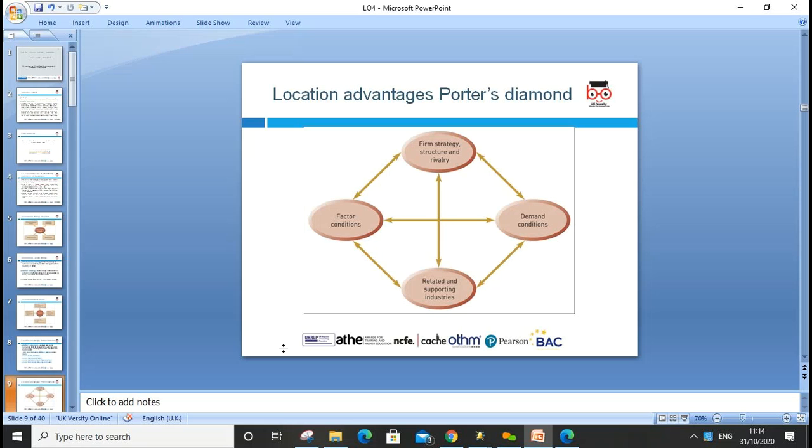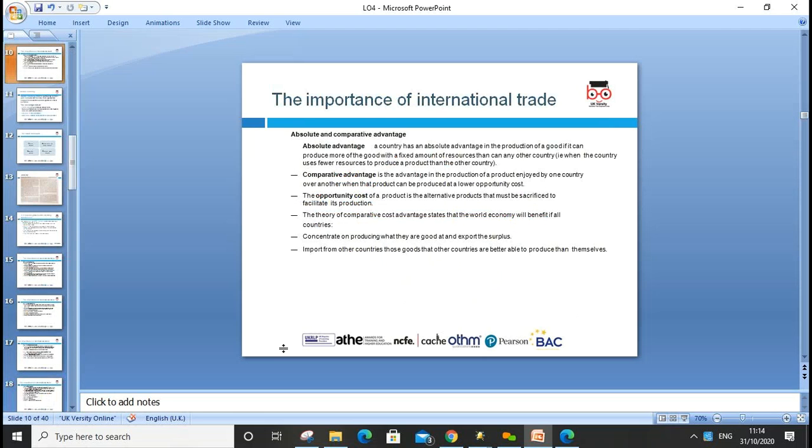Then the location advantages. The Porter Diamond model suggests firm strategy, structure and rivalry in the competition, factor conditions, demand conditions, and related supporting industry. So with the diamond, you have to look at these four factors and then decide which one is the best and where you can. The importance of international trade.